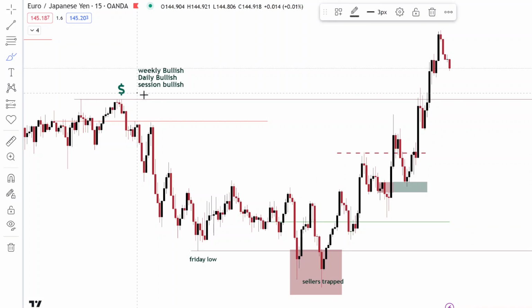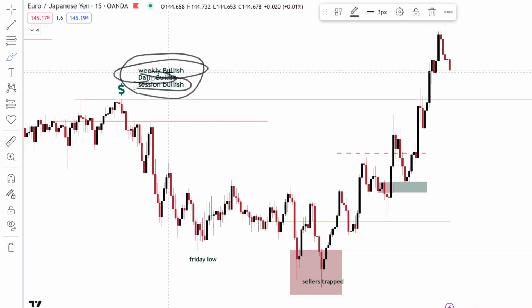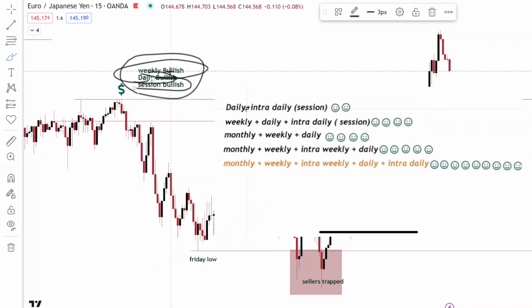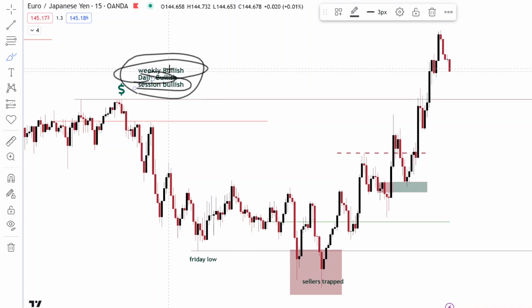First thing, you need a few alignments. You would want your weekly to be bullish, your daily to be bullish, or your session to be bullish. You can check our grading system, where we go over the quality, the grade of the trade based on how many multi-time frame alignments there are. Once you have the number of alignments that you would want, or you're comfortable with trading in your strategy, you proceed.